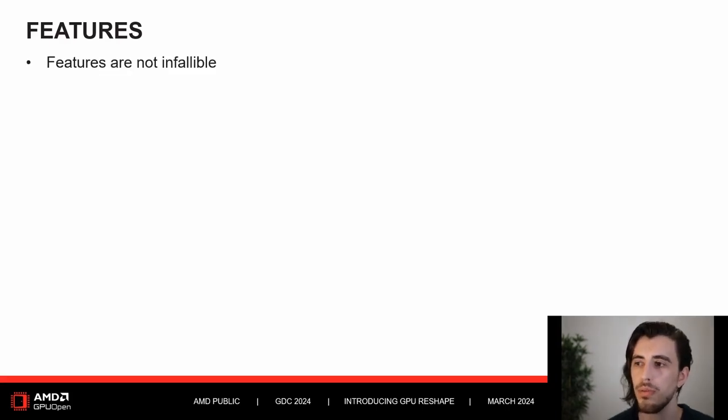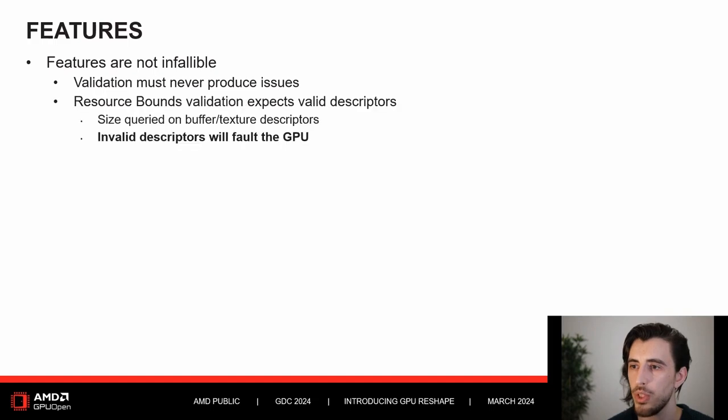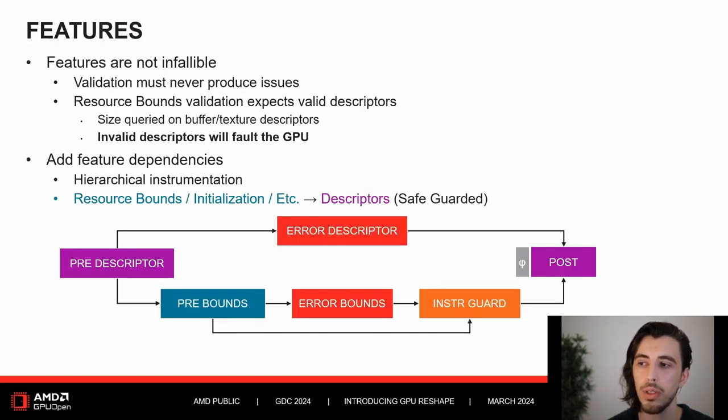But the features themselves are not infallible. Take resource bounds, which queries the dimensions on descriptors. It needs valid descriptor data, otherwise it will crash the GPU. The way this is handled is through what I call hierarchical instrumentation, in that features may have dependencies on other features. In this case, resource bounds validation depends on the descriptor validation. Descriptor validation runs first, guards the instructions, then resource bounds uses the already validated descriptor data in the guarded path. This is a very convenient way to ensure the amount of work needed by each feature.